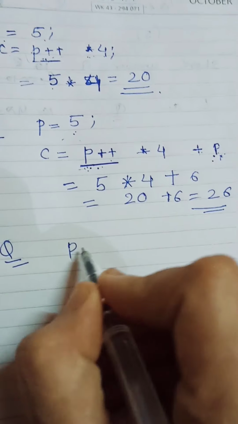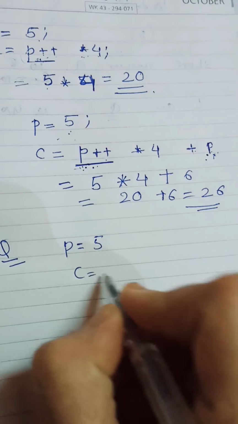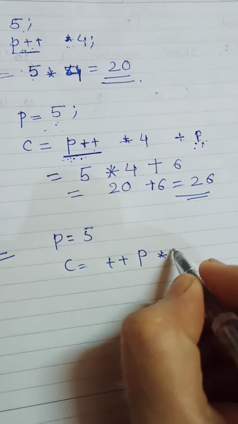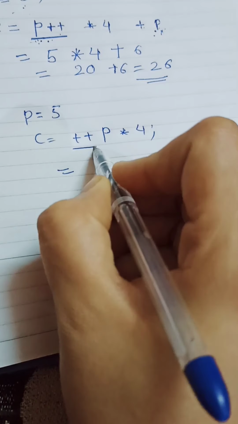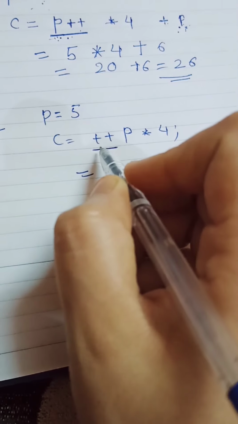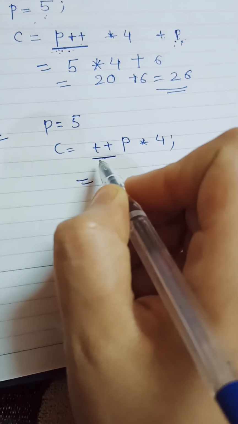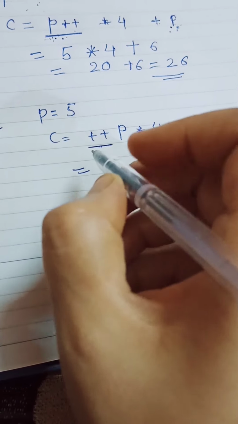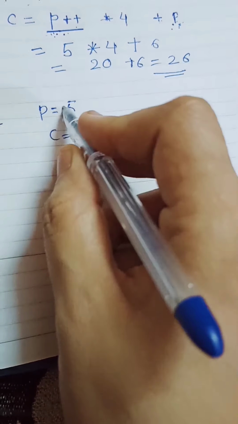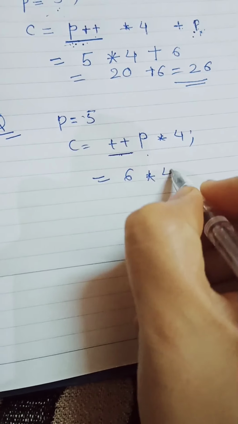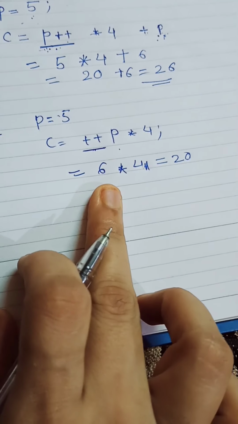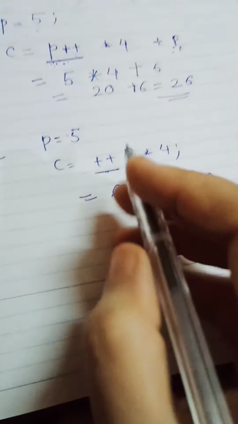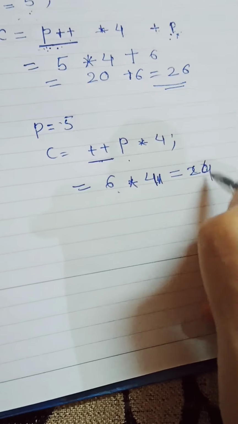Suppose p is equal to 5, again, and c is equal to ++p multiplied by 4, and now we have to find the value of c. So what is this? This is pre-increment. This is prefix. That means prefix is telling you to increment now. I want the incrementation now only. So 5 plus 1 will be 6, multiplied by 4. Sorry, 6 multiplied by 4 will be 24.